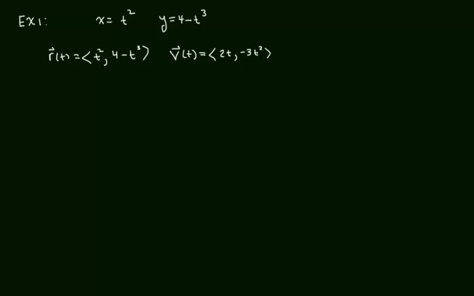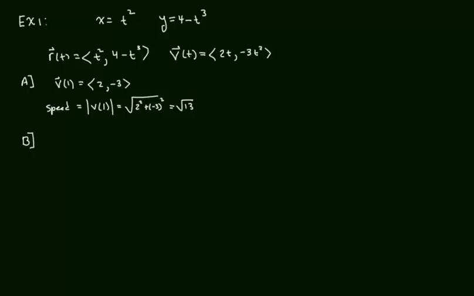All right. Now let's look at A. In part A, they simply want the speed of the particle at time 1. So first let's find the velocity at time 1, which is going to be 2 comma negative 3. And then the speed at that time is going to be the magnitude of the velocity vector at 1, which is the square root of 2 squared plus negative 3 squared, which is radical 13. That is the speed of the particle at time equals 1.